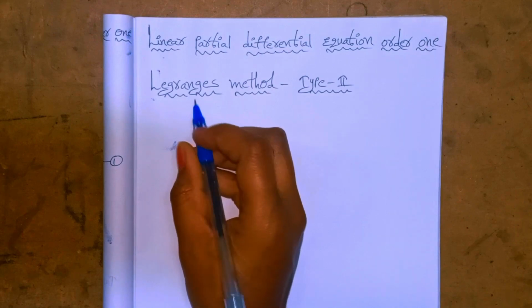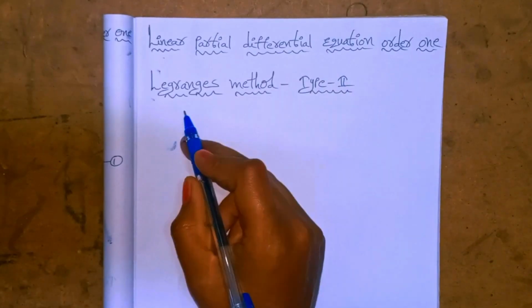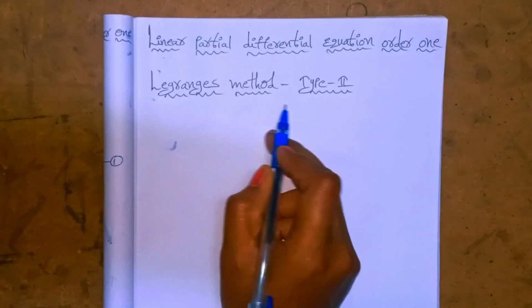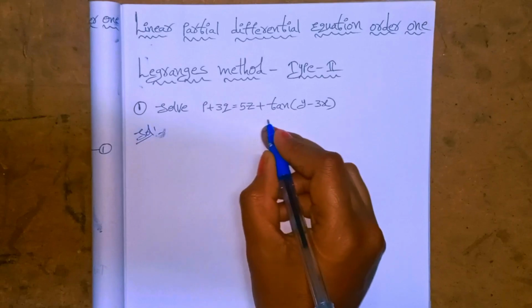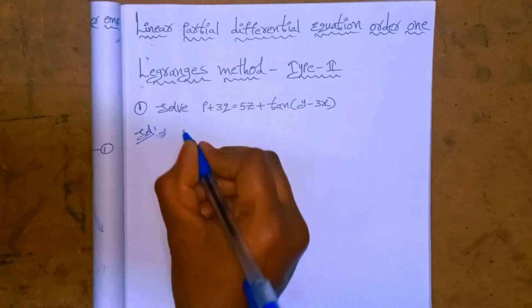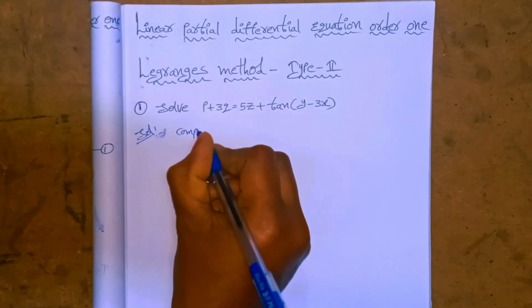In my previous video I discussed linear partial differential equations of order 1, Lagrange's method type 1. Now Lagrange's method type 2. Solve the first problem: solve p plus 3q equals yz plus tan of y minus 3x. Solution.